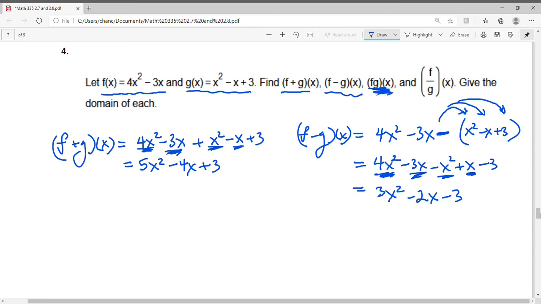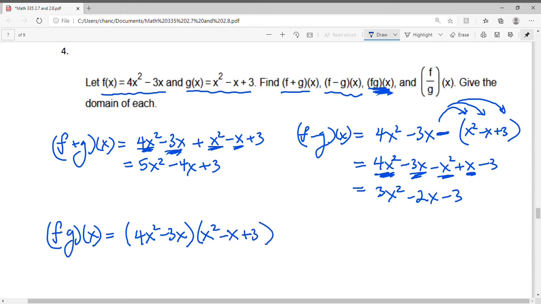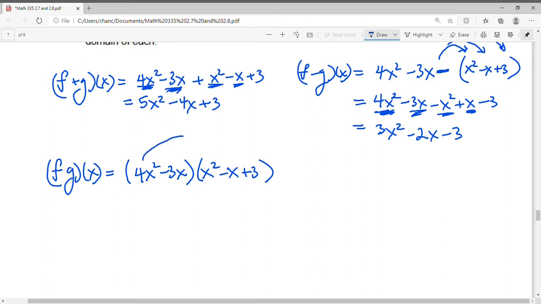For the next part, we're looking for f times g of x. That means we need to multiply 4x squared minus 3x times x squared minus x plus 3. In this problem, we have to FOIL. 4x squared times 4x squared is equivalent to 4x to the fourth. 4x squared times negative x is negative 4x cubed. 4x squared times 3 is 12x squared.